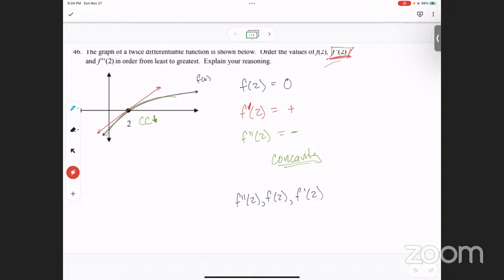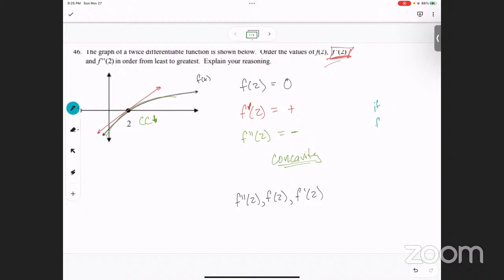Gotcha. Thanks. And I did want to ask, I know there's a rule that, let me remember. If f prime of a number, let's just say 2 in this case, is equal to 0, and if f double prime of 2 is greater than 0, then f of 2 is concave up and has a minimum at that point. I think so. Say it one more time. I'll write it down.